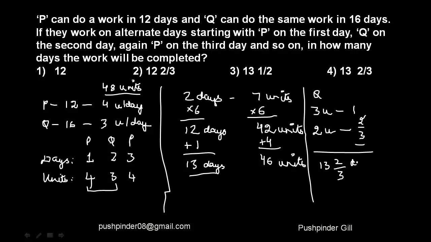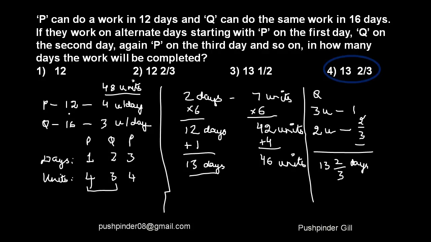So I hope everyone is understanding what I did over here. I'll just take a quick recap again as well so that you understand. See, till here it was pretty basic stuff. We came close to 48. That is the maximum that we could come close to using an integer value, which is 42. Now it's the turn of P. He finishes 4 units. One day happens, he finishes 4 units.